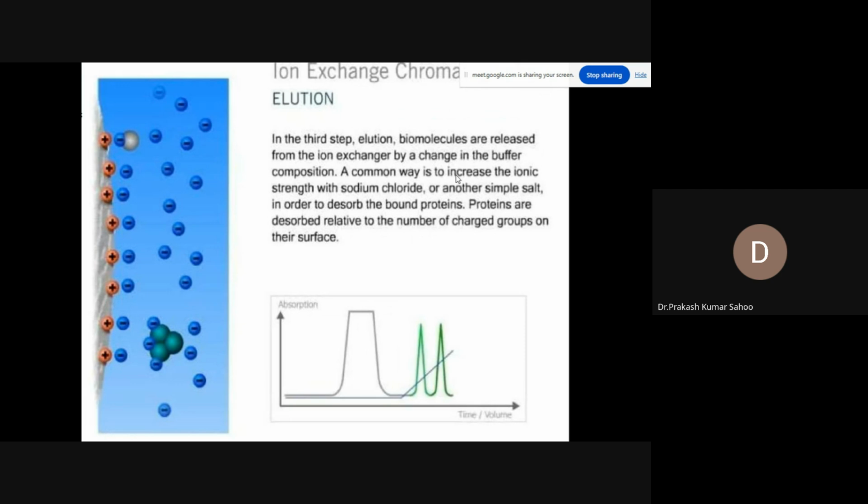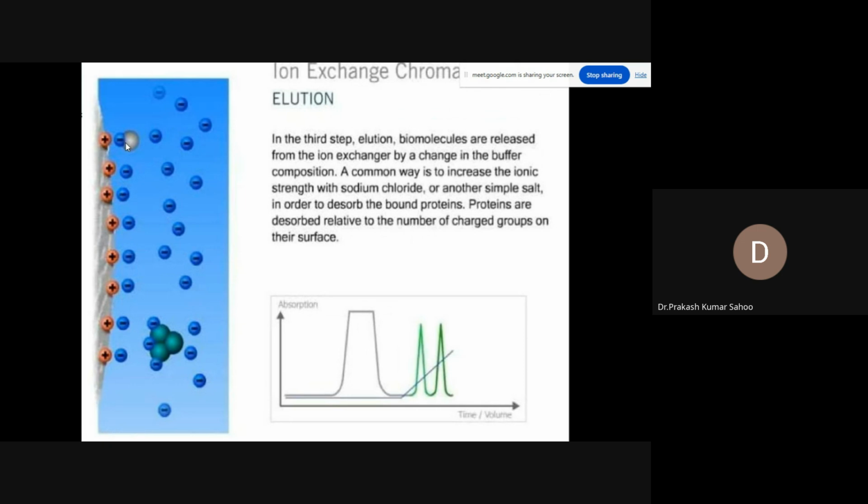Biomolecules are released from the ion exchanger by a change in the buffer composition. Now the composition of the buffer is changed. So in that condition, what happens? The molecule is now detached or released from the ions of the exchanger.